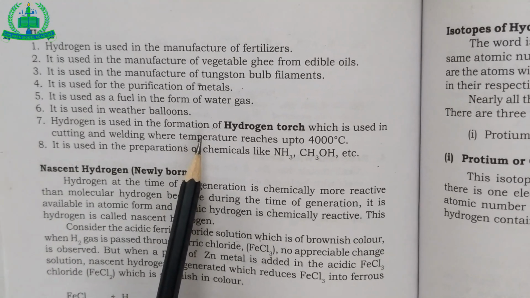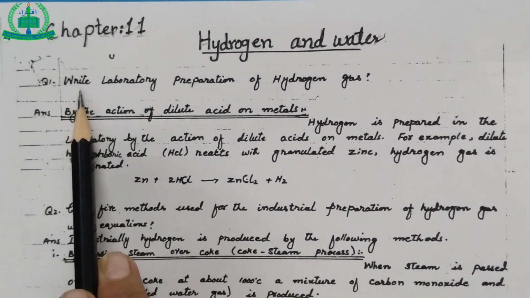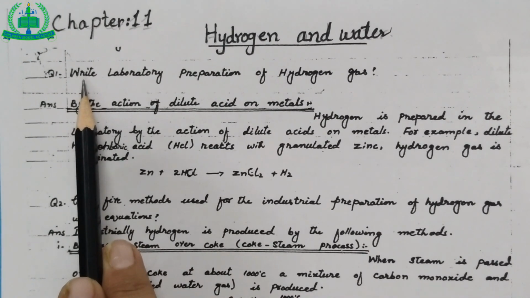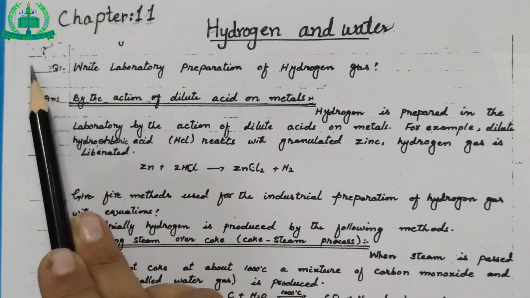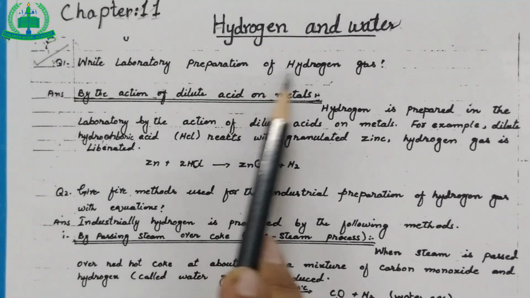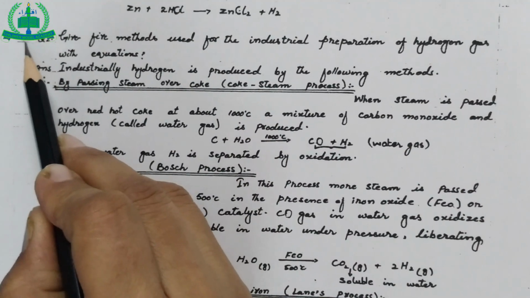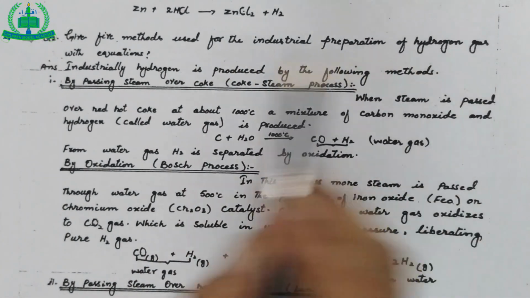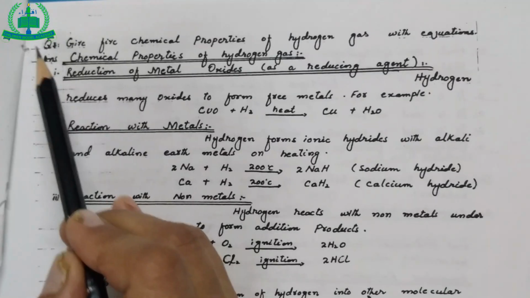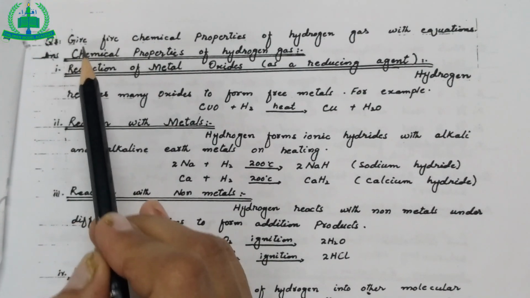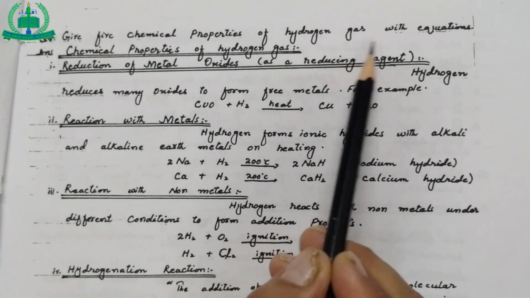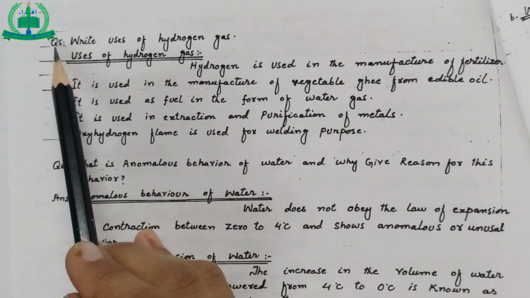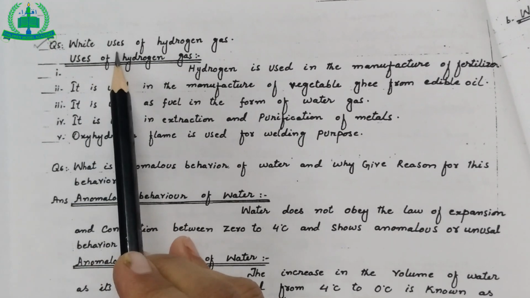Students, note down today's homework. First, you will learn these questions and then write them in your chemistry registers. Question number 1. Write the laboratory preparation of hydrogen gas. Question number 2. Give 5 methods used for the industrial preparation of hydrogen gas with equations. Question number 3. Give 5 chemical properties of hydrogen gas with equations. Question number 5. Write uses of hydrogen gas.